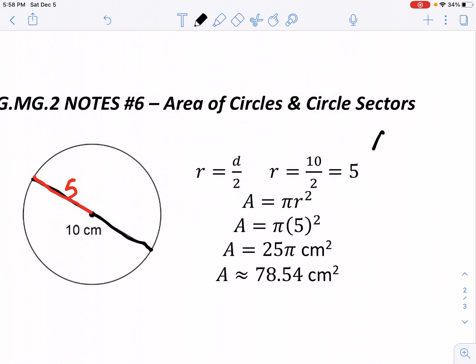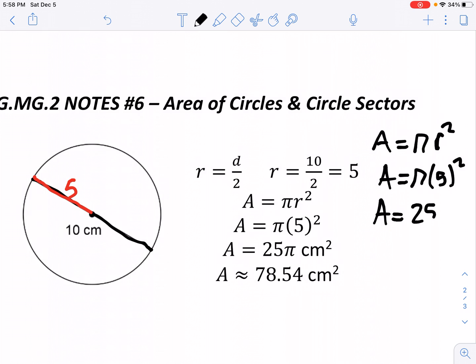Area of a circle is pi r squared, okay? In this case, our r is going to be 5. 5 squared means 5 times 5, so what's 5 times 5? 25, and we get 25 pi. So that would be the exact answer, and then again, if we actually multiply it out, we get approximately 78.54 centimeters squared. Okay, so 25 times pi gives us 78.54 centimeters squared.